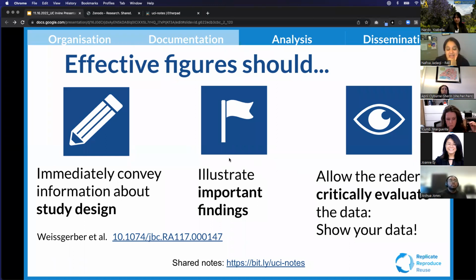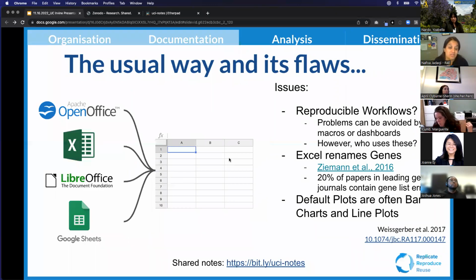Okay. So next slide, there are a couple of ways that people like to use or share their data or organize it. So these things, we've highlighted them here: Excel, Google Sheets, Open Office. And there are some issues with these programs in terms of macros and dashboards and reducing reproducible workflows. The default plots for these programs are often bar charts or line plots. And so that can be a little bit tricky in terms of thinking about how to present your data.